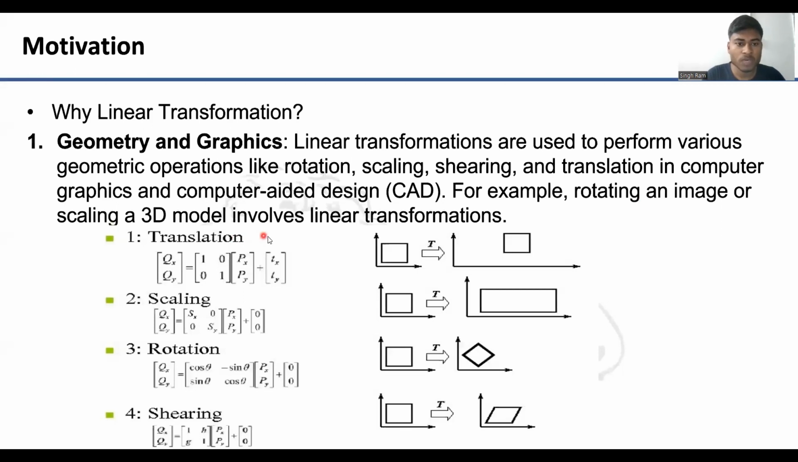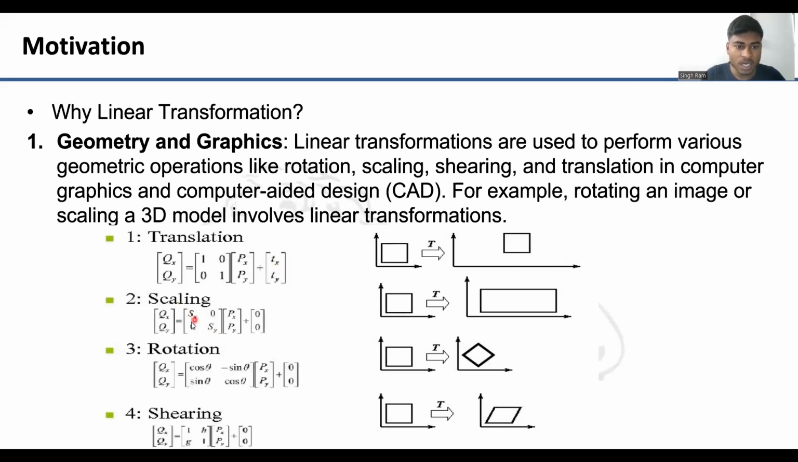For better understanding, one thing we can remember is that in mathematics, every object is just a matrix. So if you want to translate the object from one position to another position, we just add another matrix to the object matrix. If you want to scale the image or the object, we multiply with a diagonal matrix. If you multiply a diagonal matrix with the object matrix, that will scale the object.